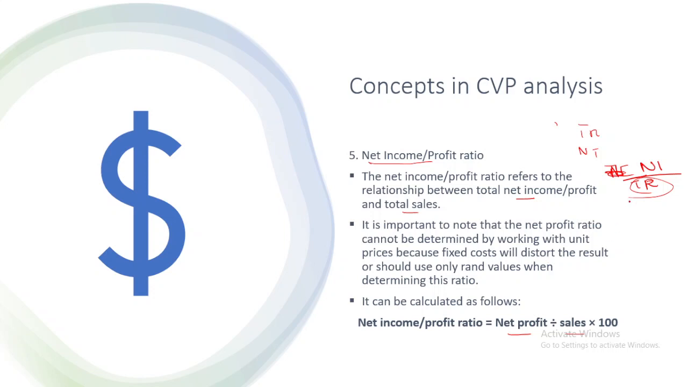So this allows us to say that if we're going to estimate that next year we're going to generate a revenue of 100,000, and previously we had a net profit ratio of 10%.